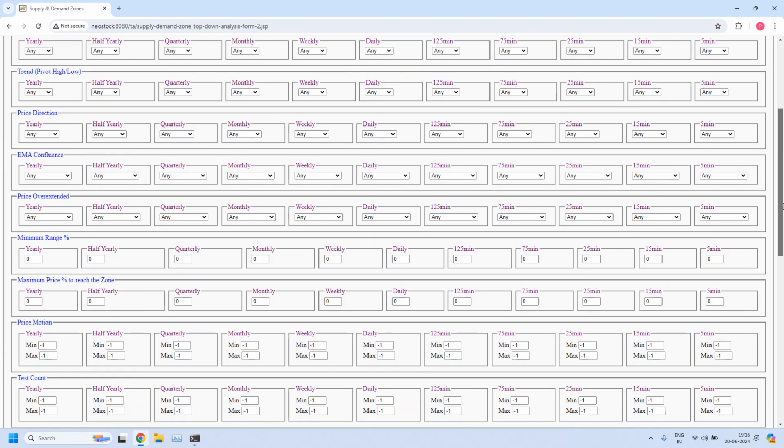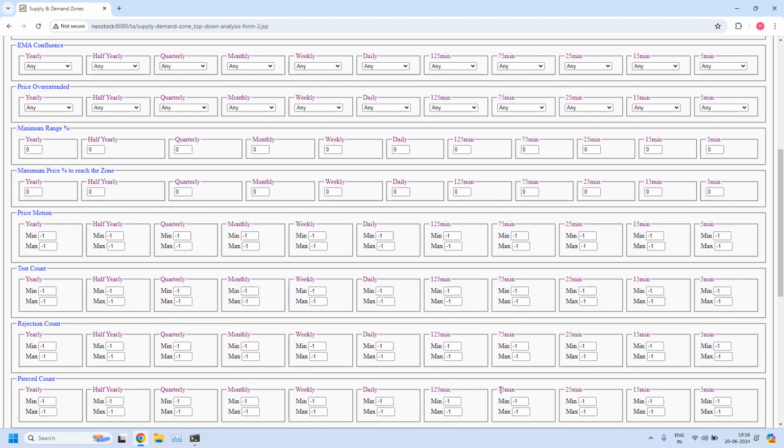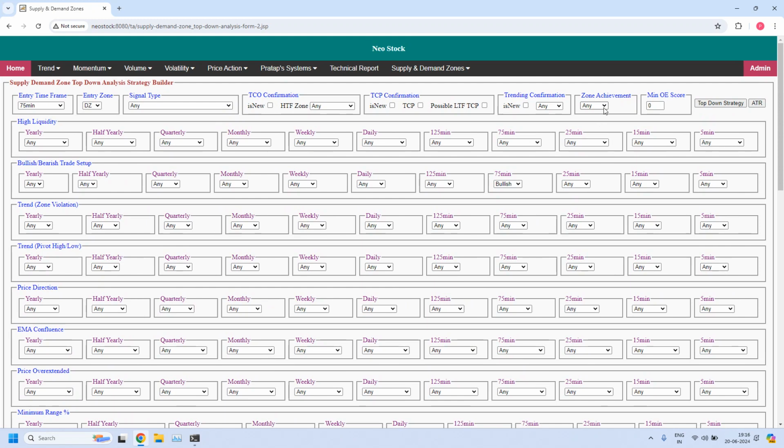And 75 minutes zone should not be pierced. So for 75 minutes, we need to set pierced count as 0. Minimum value 0, maximum value 0. And zone achievement should be violated opposing zone, and the minimum odd enhancer score 12.